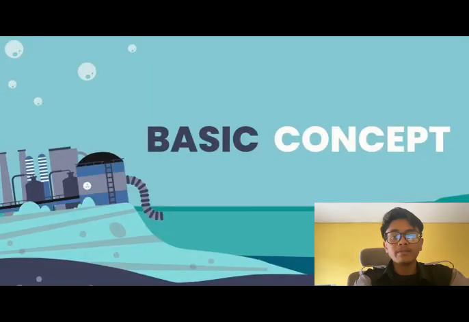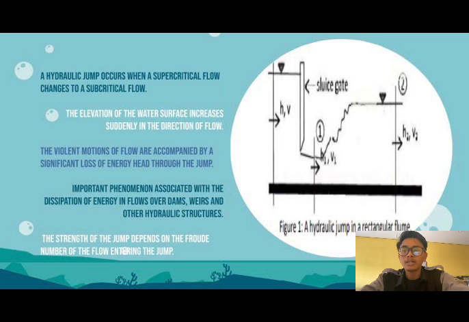Next, we move to the basic concept. A hydraulic jump occurs when a supercritical flow changes to a subcritical flow. In such cases, the elevation of the water surface increases suddenly in the direction of flow. The violent motions of flow are accompanied by a significant loss of energy head through the jump. It is an important phenomenon associated with the dissipation of energy in flows over dams, weirs, and other hydraulic structures. The strength of the jump depends on the Froude number of the flow entering the jump.